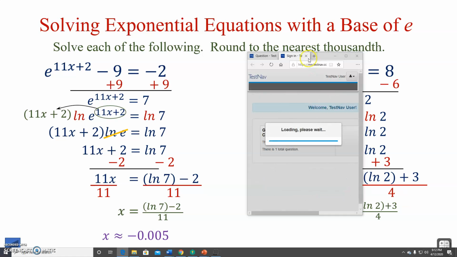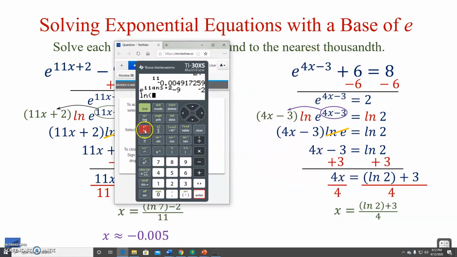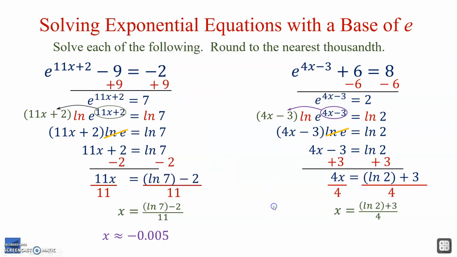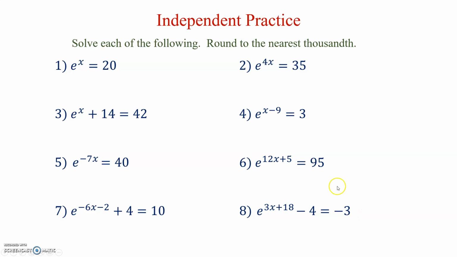Let's go find the approximation. Cancel that. ln 2. Let's do this first. There we go. ln 2, close parentheses, plus 3, all over 4. 0.923-ish. Let's check that. So e to the 4, answer, minus 3. Move the cursor over. Plus 6. Bam. There's the 8. So 0.923. So that's 8 practice problems. So what you'll now do are these 8 independent problems.